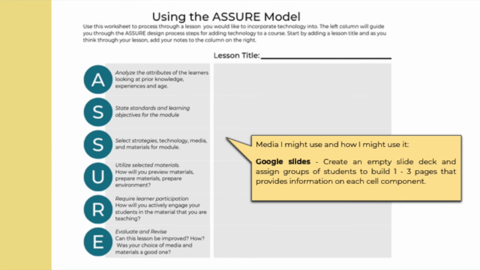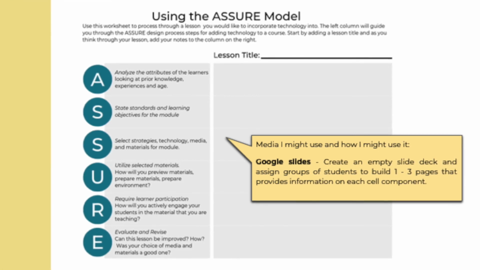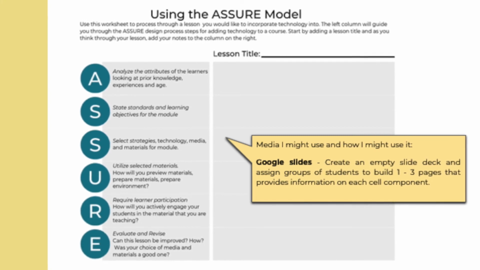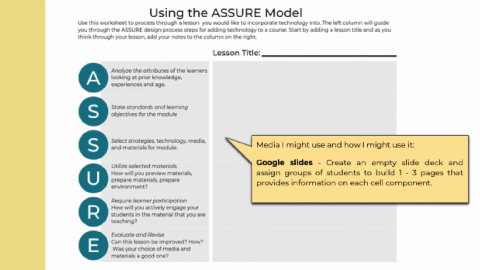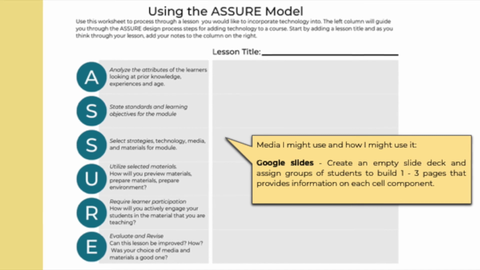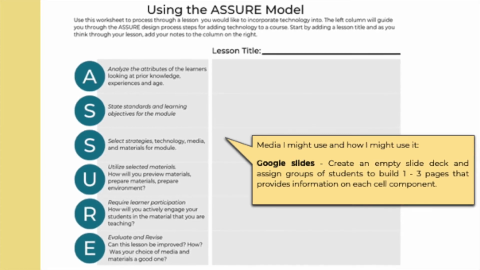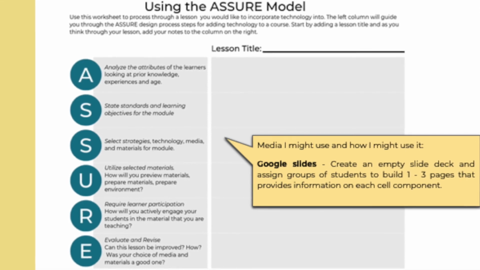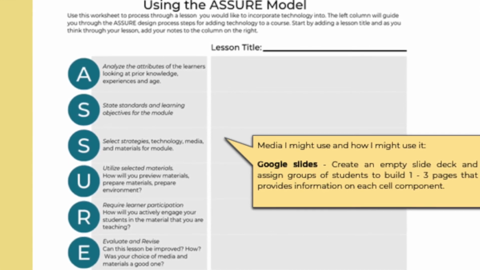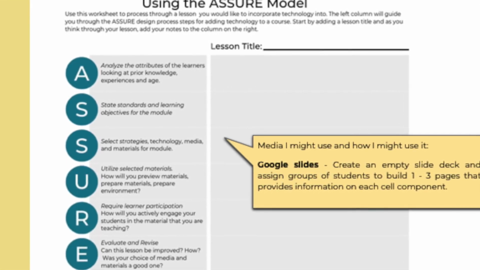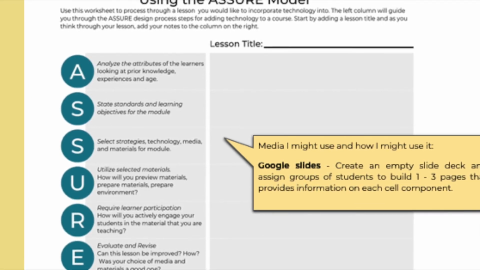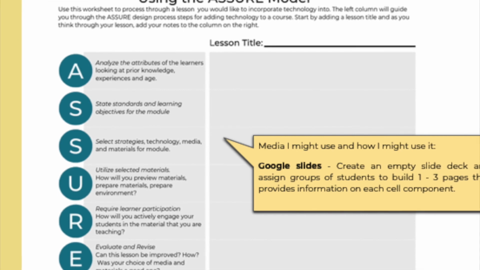The next step of this design model is to select strategies, technology, media, and other materials you will use in your instruction. For this assignment, I have created an empty slide deck on Google Slides. I will assign groups of students one structure within the cell and ask them to create 1 to 3 slides within this deck that discusses the functions that the structure has. Google Slides allows the learners to be self-directed and work collaboratively with their peers while learning new material.